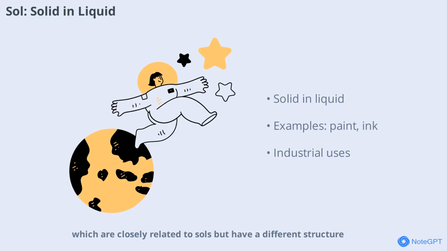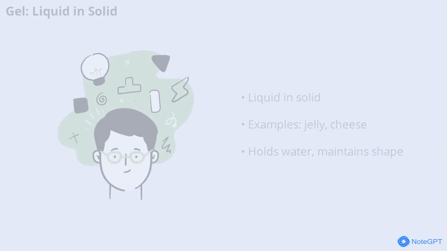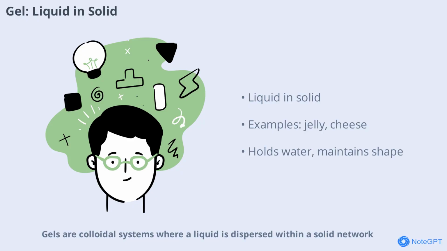Next, let's look at gels, which are closely related to sols but have a different structure. Gels are colloidal systems where a liquid is dispersed within a solid network. Think of jelly, cheese, or gelatin desserts. The solid framework traps the liquid, giving gels their unique texture. Gels are important in food, cosmetics, and medicine. Their ability to hold water and maintain shape makes them useful for wound dressings and drug delivery. The transition between sol and gel forms is reversible in some cases, allowing for versatile applications.